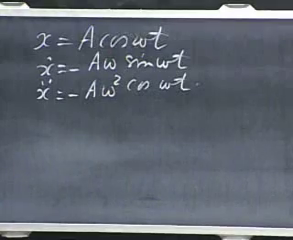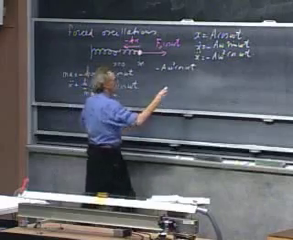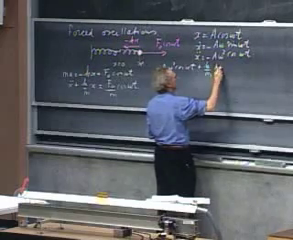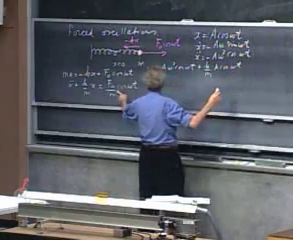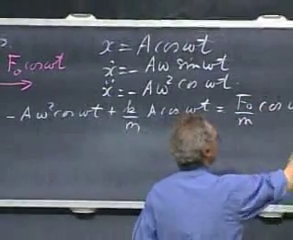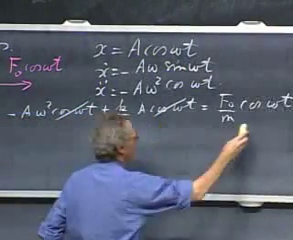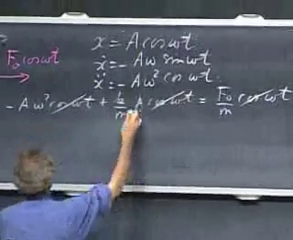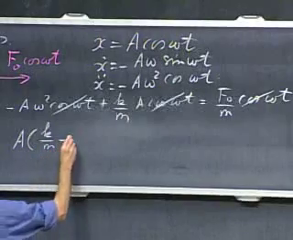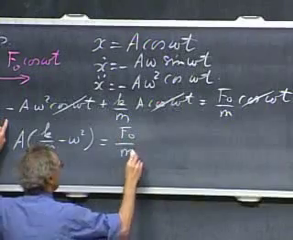So I'm going to get minus a omega squared cosine omega t plus k over m times a cosine omega t, and that equals F0 divided by m times the cosine of omega t. And that must always hold. So therefore, I can divide out my cosine omega t. I can bring the a's together. So I get a times k over m minus omega squared equals F0 divided by m.